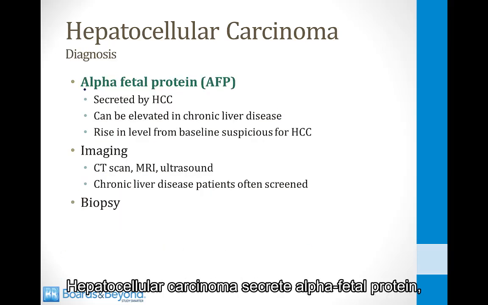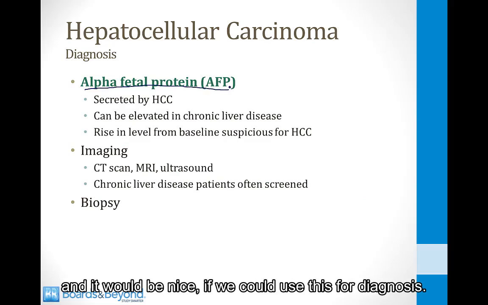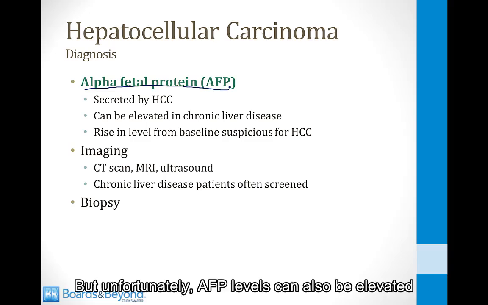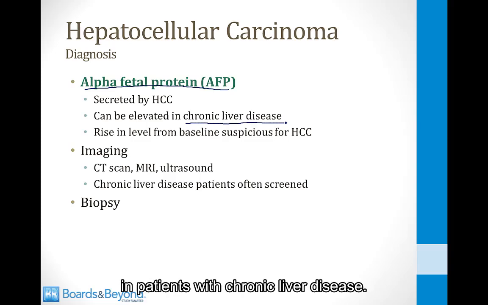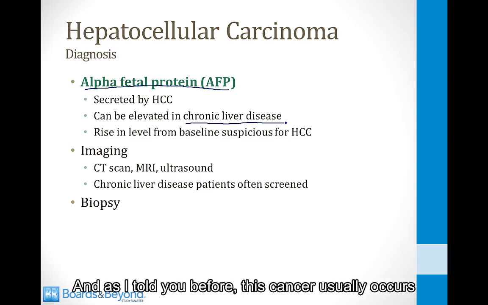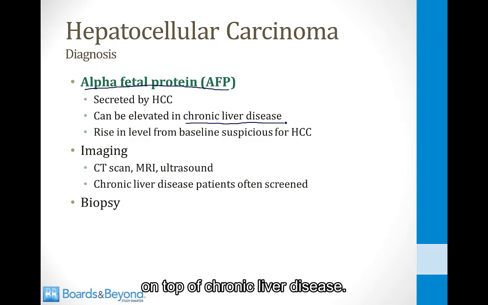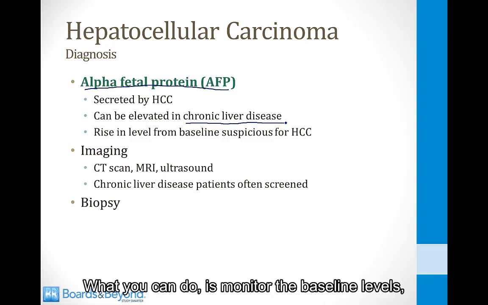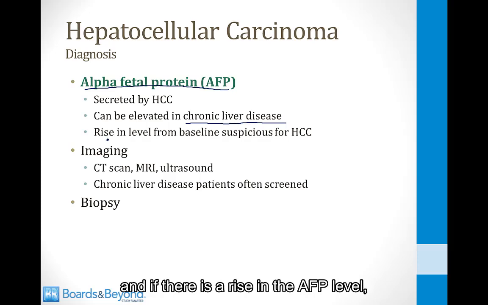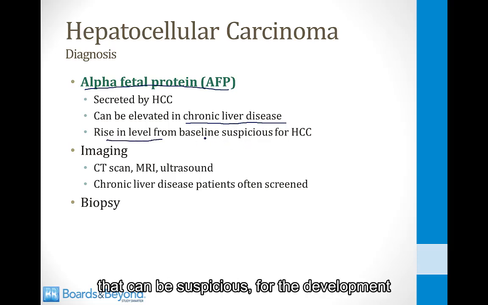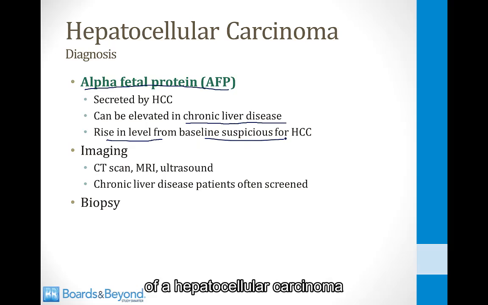Hepatocellular carcinomas secrete alpha-fetoprotein, and it would be nice if we could use this for diagnosis, but unfortunately, AFP levels can also be elevated in patients with chronic liver disease, and as I told you before, this cancer usually occurs on top of chronic liver disease. What you can do is monitor the baseline levels, and if there is a rise in the AFP level, that can be suspicious for the development of hepatocellular carcinoma on top of chronic liver disease.